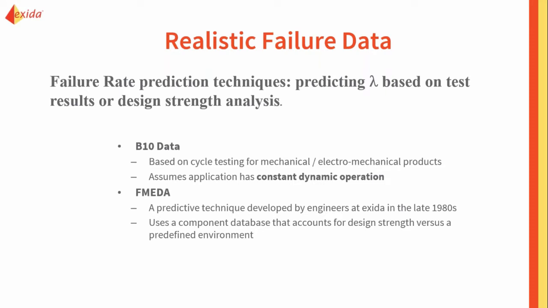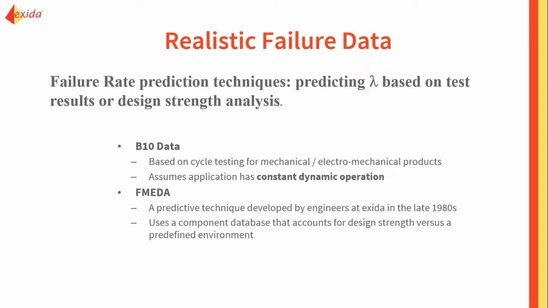The first way of predicting failure rates we're going to talk about is the B10 method. The B10 method is also known as cycle testing, and this is done for high demand or constant or dynamic operation applications. It is a testing setup that has at least 20 products going, and once 10% of those fail, that would be the B10 point. You can predict the failure rates from that.